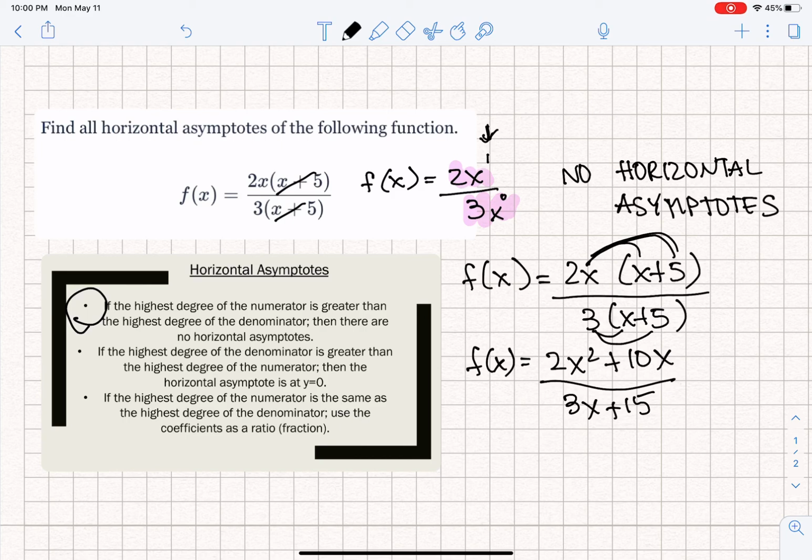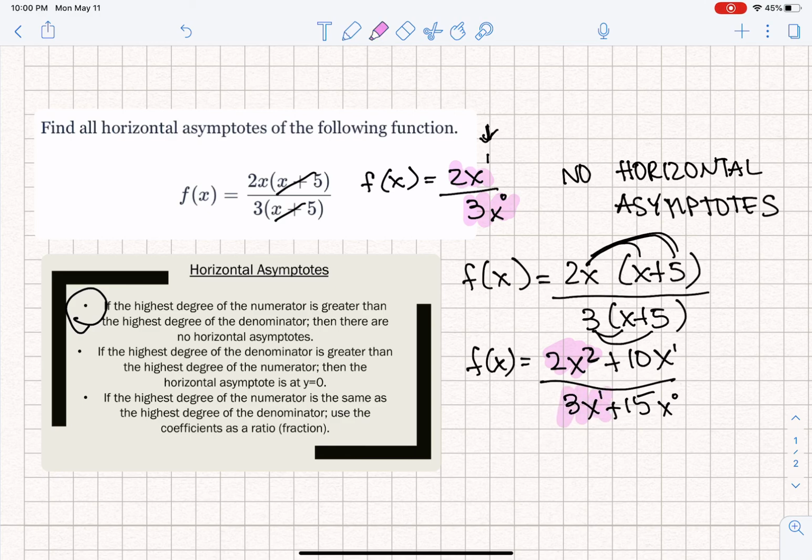So then which one's the highest degree on the top? So here I have a 2, and here I have a 1. Well, which one's the biggest one? This guy. All right, then on my denominator, I'm going to look. This is a degree 1, and technically this is a degree 0. Well, which one's bigger, the 1 or the 0? Well, that guy's bigger, right?